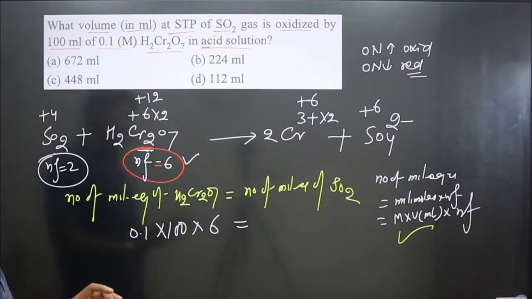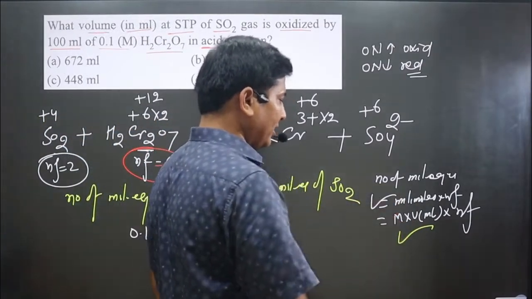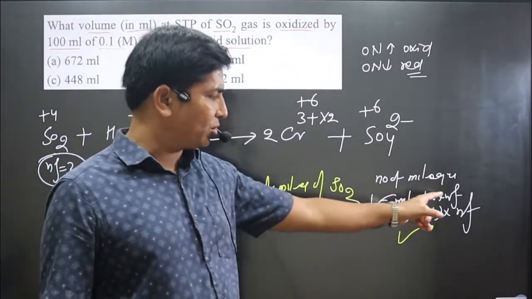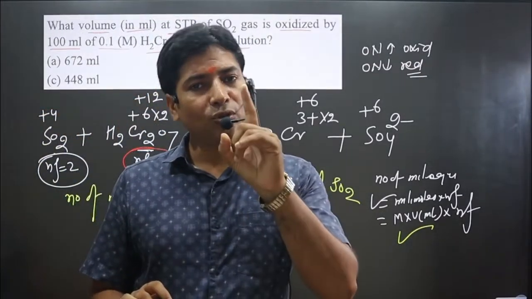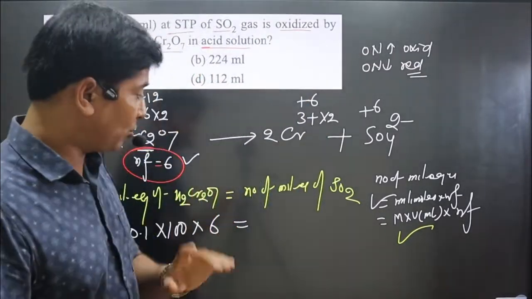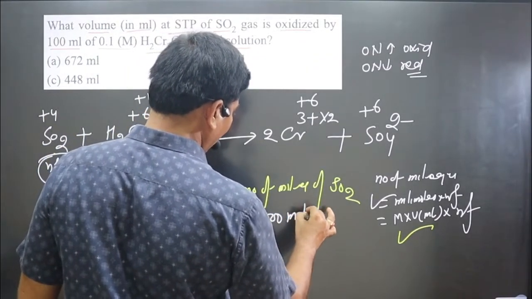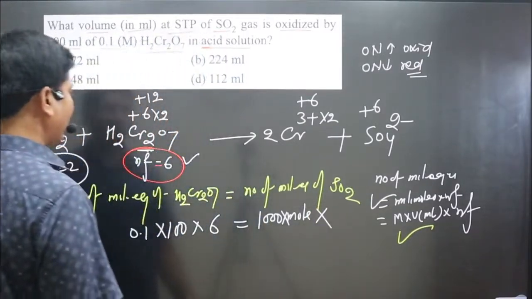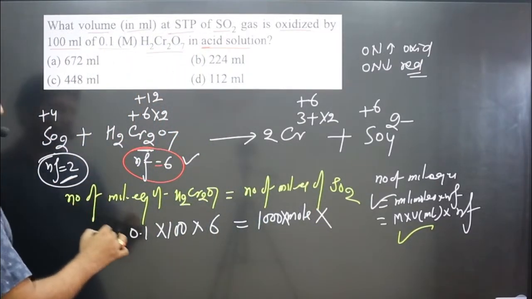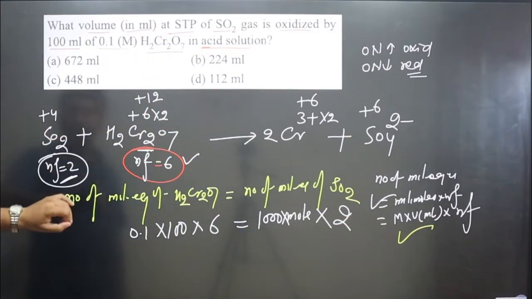Now keep in mind, we have to calculate the moles of sulfur dioxide. So I apply this formula because molarity is not given for sulfur dioxide. So millimoles is equal to 1000 multiplied by moles, and then the n factor. Always keep in mind, 1 mole is equal to 1000 millimoles. What is the n factor value for sulfur dioxide? That is 2, we already calculated. Now we can simplify. Pay attention carefully.